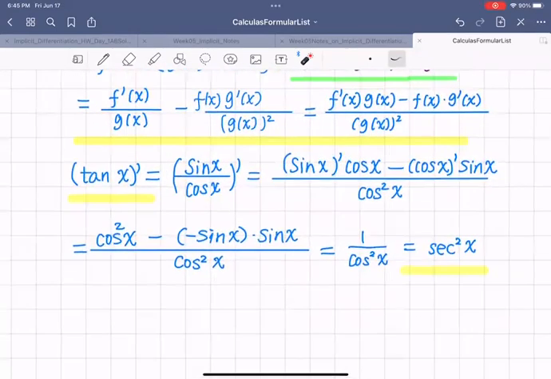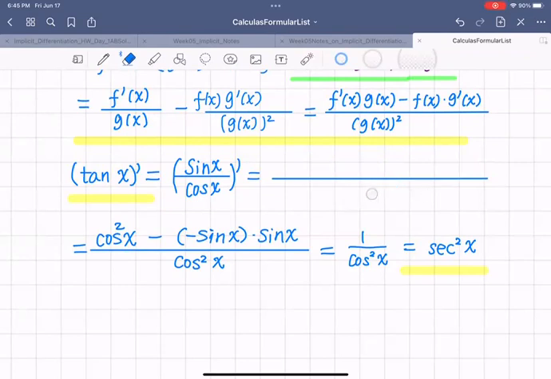Next, let's do the tangent x derivative. I suppose everybody can do it now. Tangent x derivative. Judy, let's try it together.